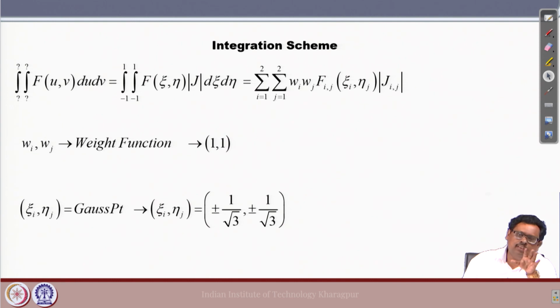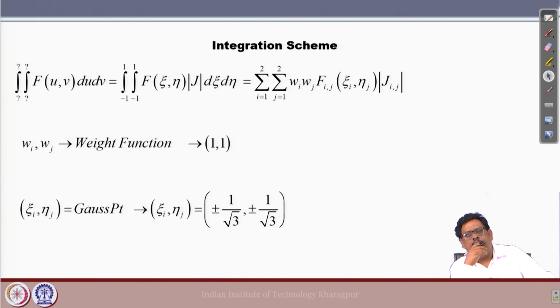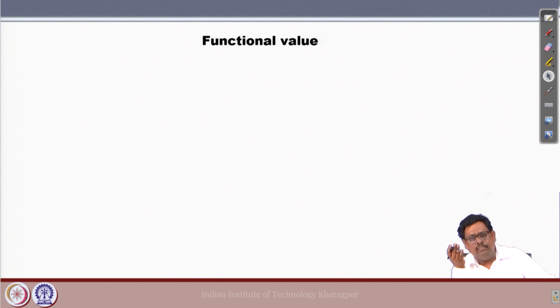I know all these Gauss points now: minus 1 by root 3, minus 1 by root 3, then plus 1 by root 3, minus 1 by root 3, then plus 1 by root 3, plus 1 by root 3, and then minus 1 by root 3, plus 1 by root 3. So, these are the 4 points I am getting, okay. And then simply I use this and I can get the value for this integration. Now, the only thing we have not yet discussed is the functional values. What are the functional values over here?